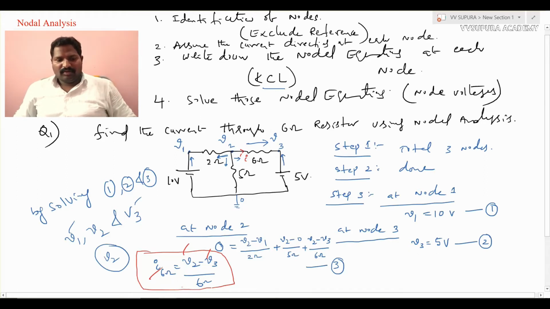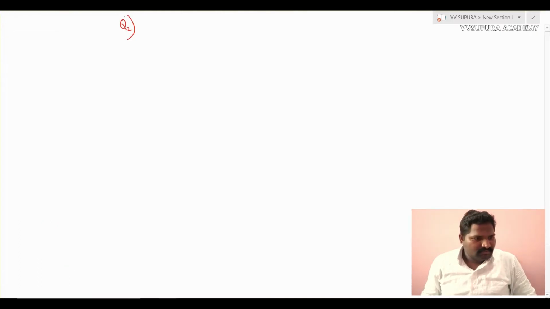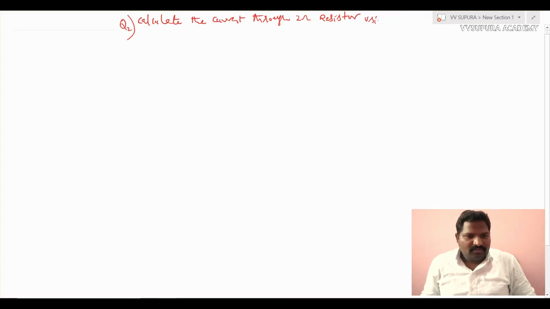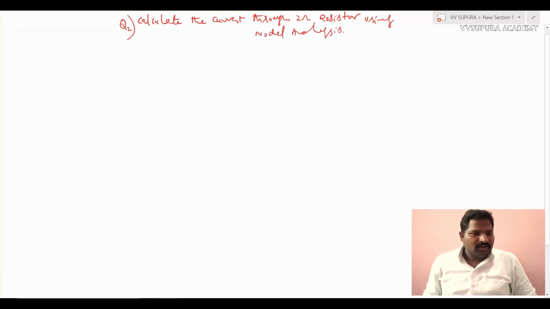Okay, let's do another problem for understanding better. Calculate the current through the 2 ohms resistor using nodal analysis. The question is like this.